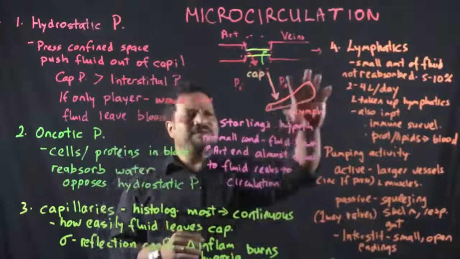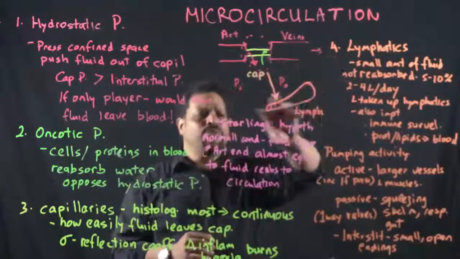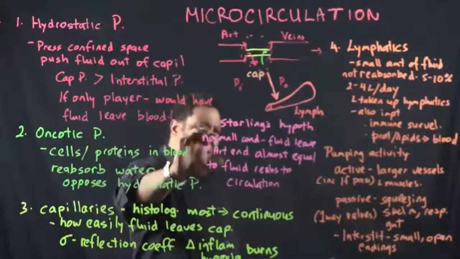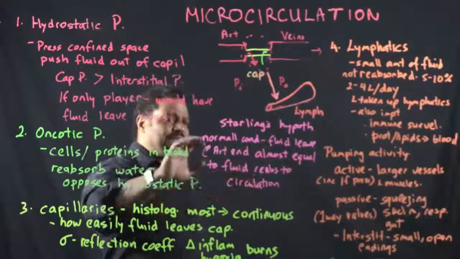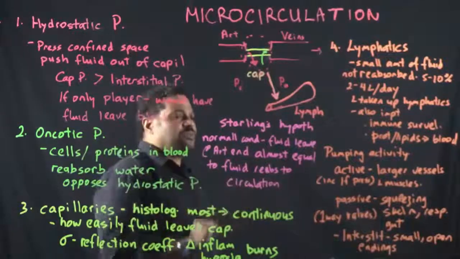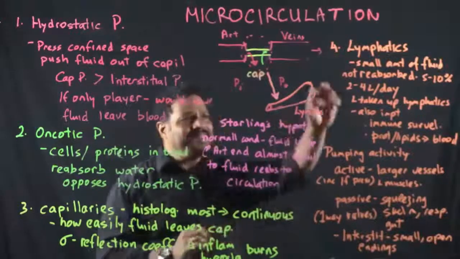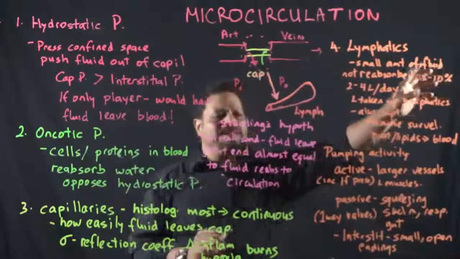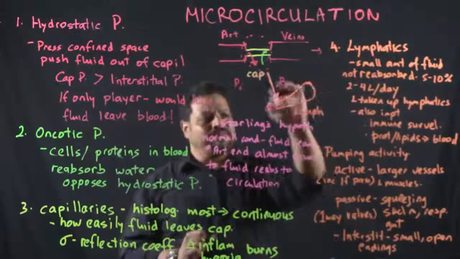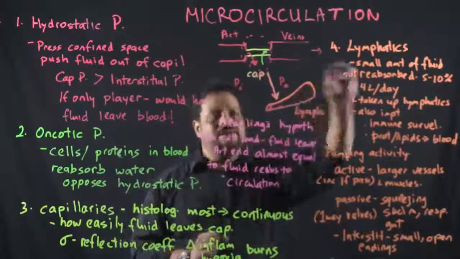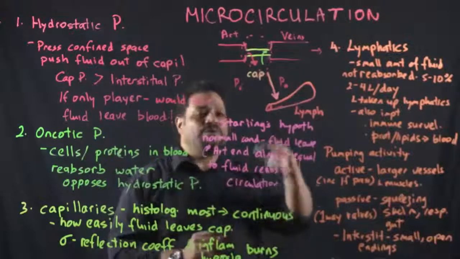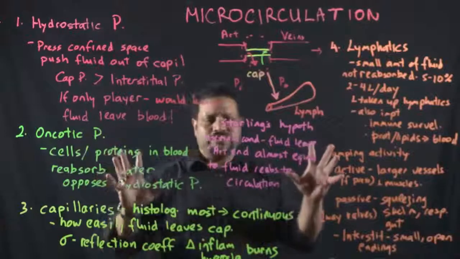The last player that we have is lymphatics, and lymphatics is important related to the Starling's hypothesis, shown in the center, where under normal conditions, fluid that leaves the arteriolar end is almost equal to fluid reabsorbed in the circulation. So there's a tiny amount of fluid that's not reabsorbed, 5 to 10%, about 2 to 4 liters per day, and that's handled by the lymphatics. I view the lymphatics as a vacuum cleaner that removes all of this excess fluid that's not reabsorbed. So those are the four players there.